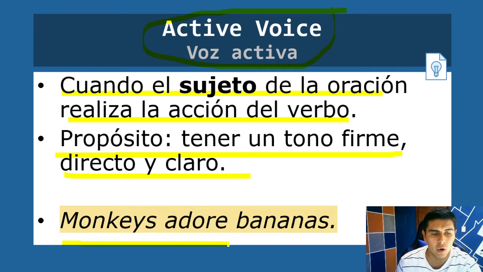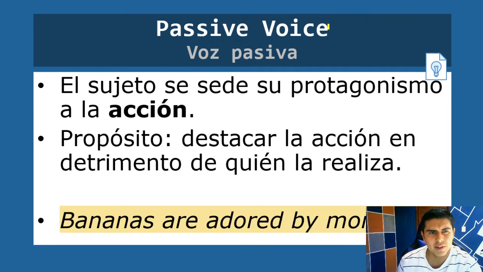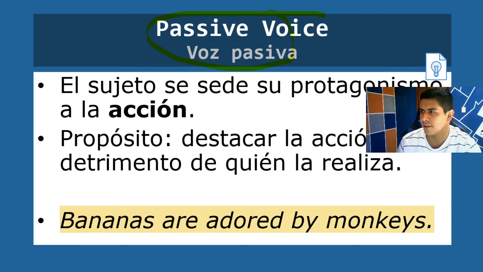Monkeys adore bananas. Okay, so what is the action? The action here is adore. And who or what is performing the action? The answer is the monkeys. Los monkeys, los monos en este ejemplo son quienes llevan a cabo la acción. And that is the subject of the sentence. So what happens when we are going to use the passive voice?